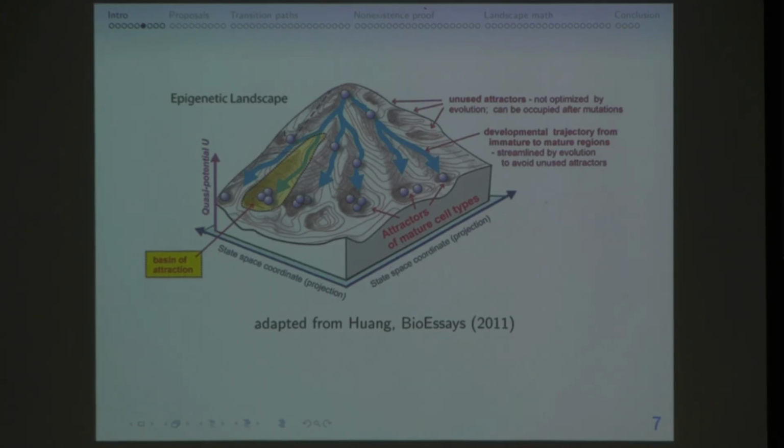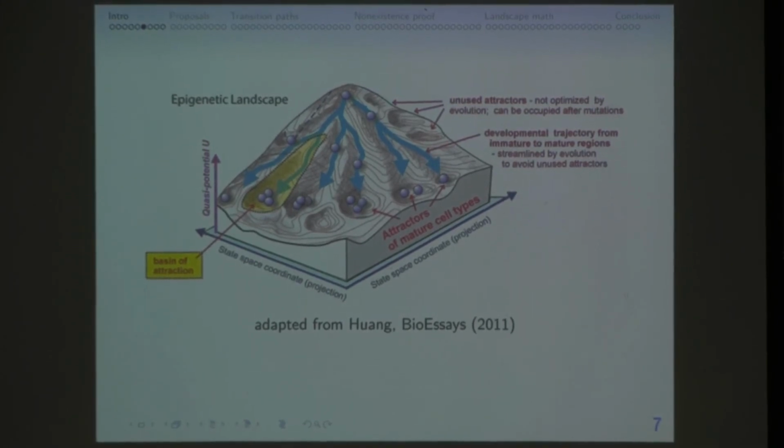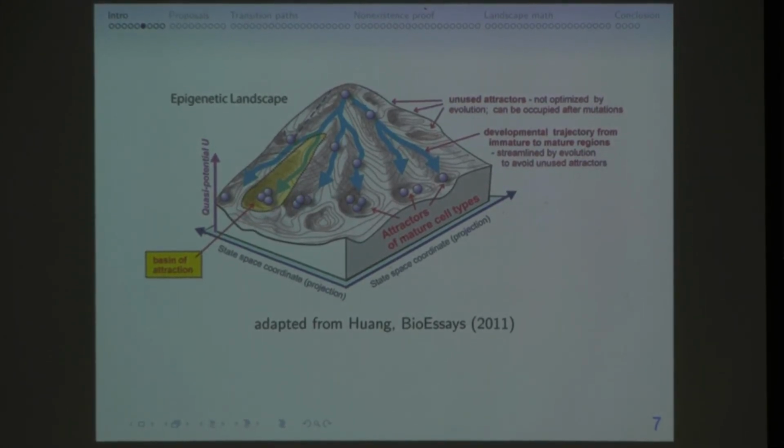So the interesting thing about this paradigm is that in principle, if you had sufficiently fine control of the chemicals inside of a cell, you could take the ball from any valley and push it directly into any other valley. And this is something which is not really captured well by this tree-like idea of development.